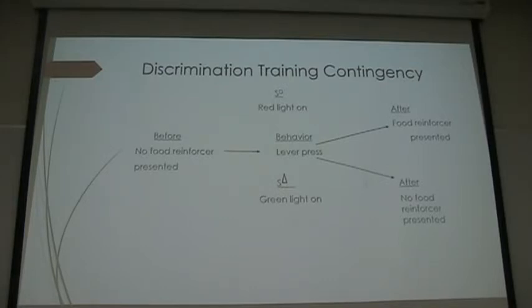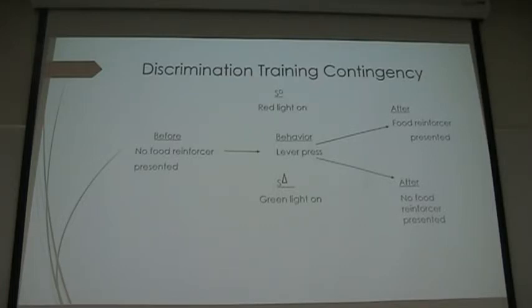If there's an SD, there must be an S delta. If the rat presses the lever in the presence of the green light, no reinforcer is presented. We're doing discrimination training. The rat will press the lever only in the presence of the SD, and will do something different in the presence of the S delta. For sure, it's not going to press the lever, because that behavior is not reinforced.